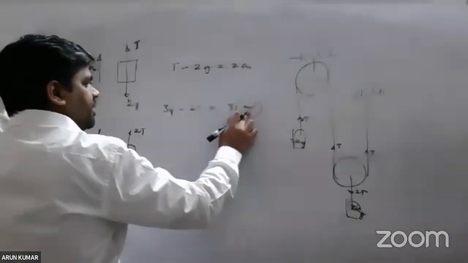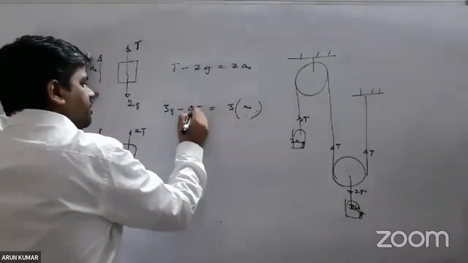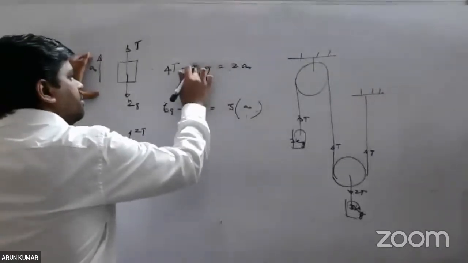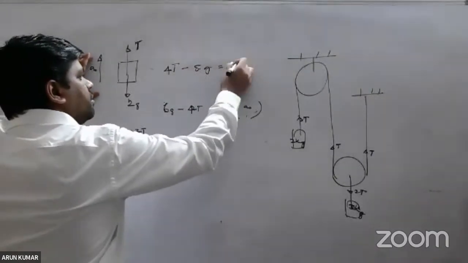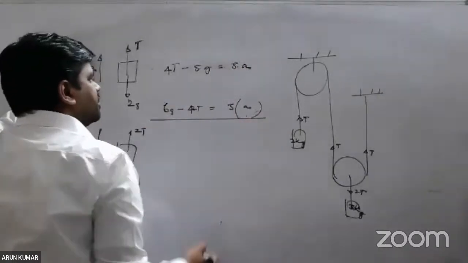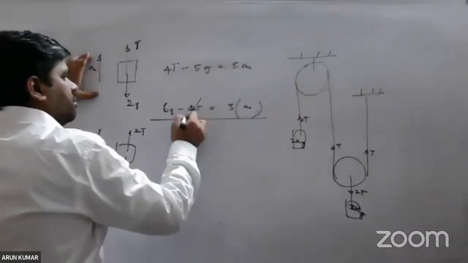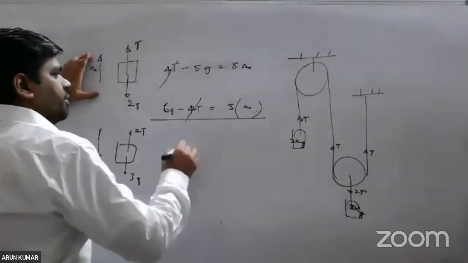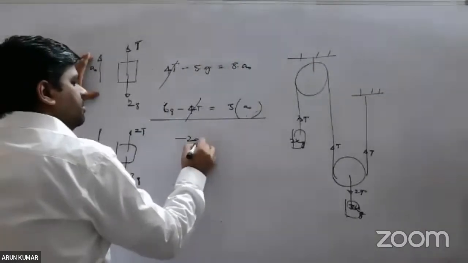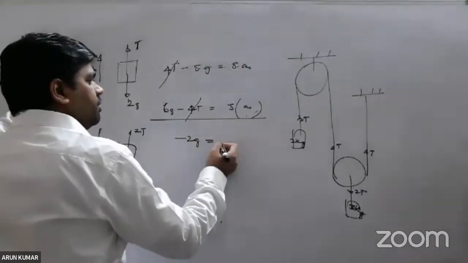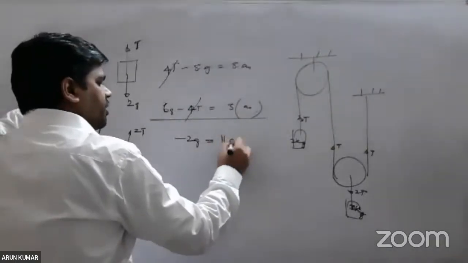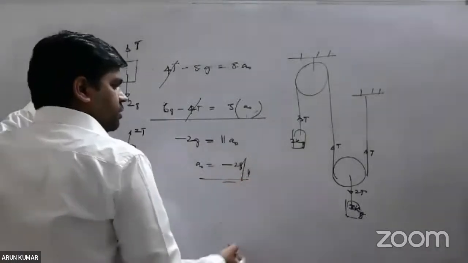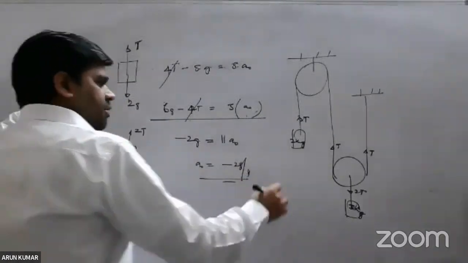I multiply this with 2 on both the sides. I'll get 4 and this becomes 6. I multiply this with 4. I add these two equations. 4T gets cancelled out. So I get minus 2G is equal to 11 into A naught. So A naught is equal to minus 2G by 11. And this will be minus.